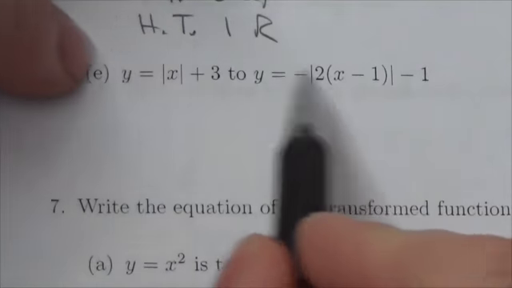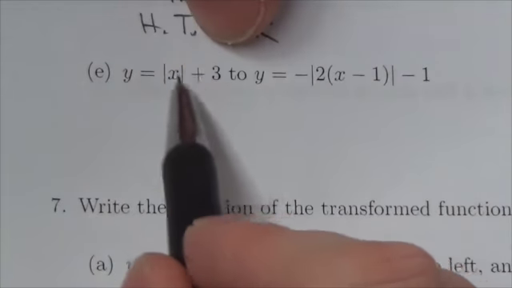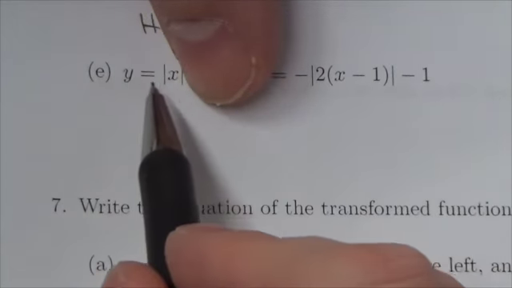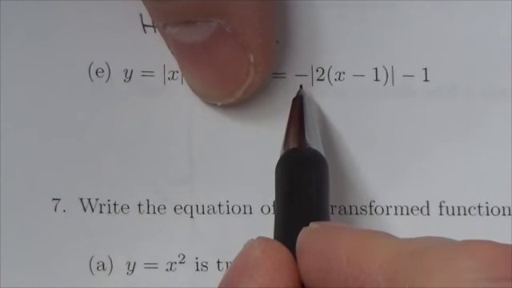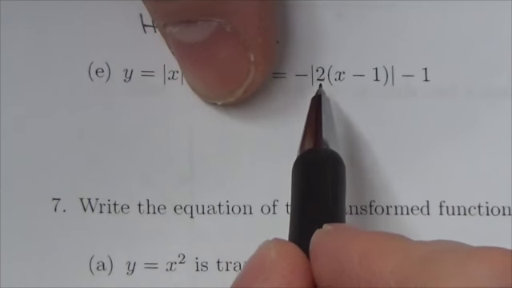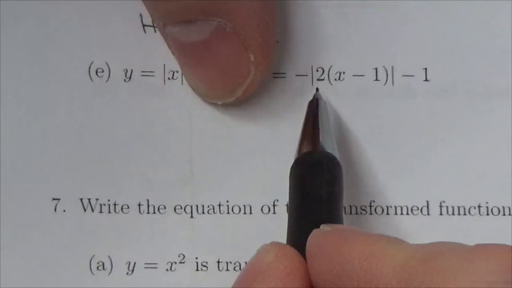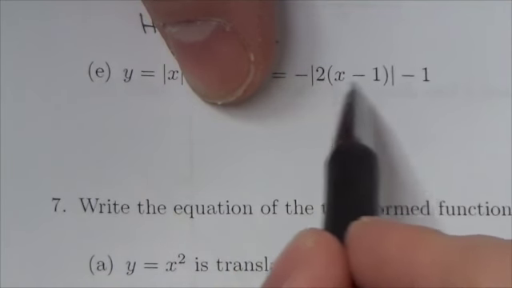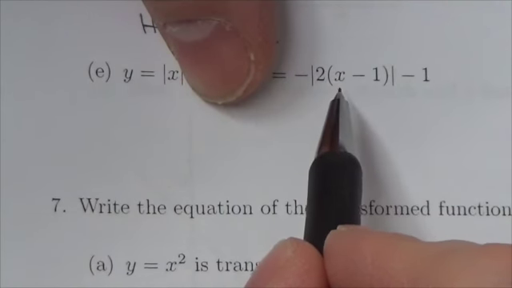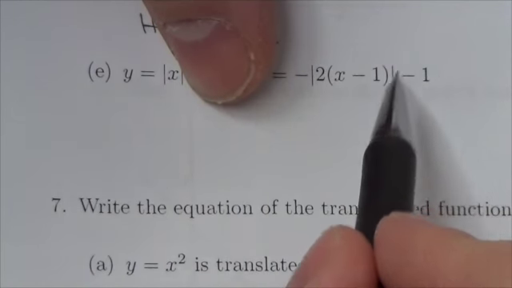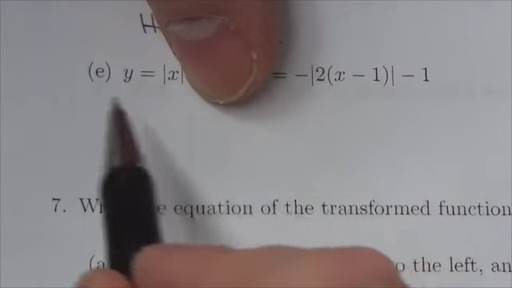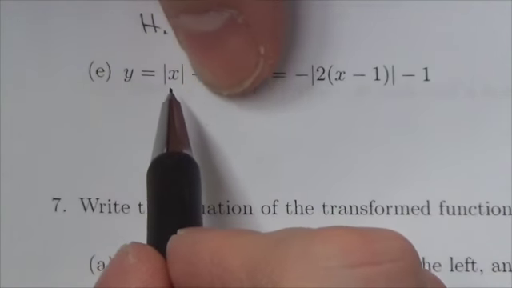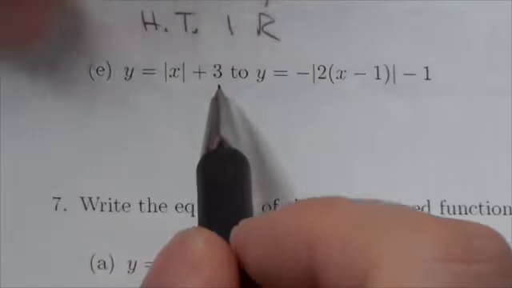What I'm seeing here, if I was to compare this to the original, like ignore the fact that there's a plus 3 here, just the absolute value of x, vertical reflection, horizontal stretch by a factor of a half. Okay, because remember, to get the x by itself, I would divide by 2. Horizontal translation 1 to the right, because to get x by itself, I'd have to add 1. And this represents a vertical translation 1 unit down from this one. But it wasn't this one, it was 3 up.